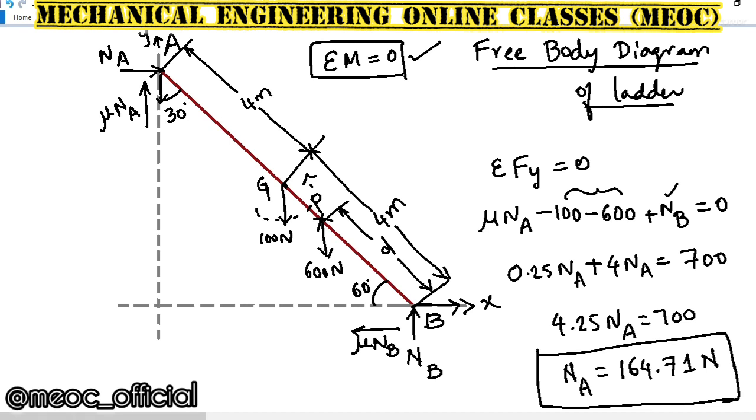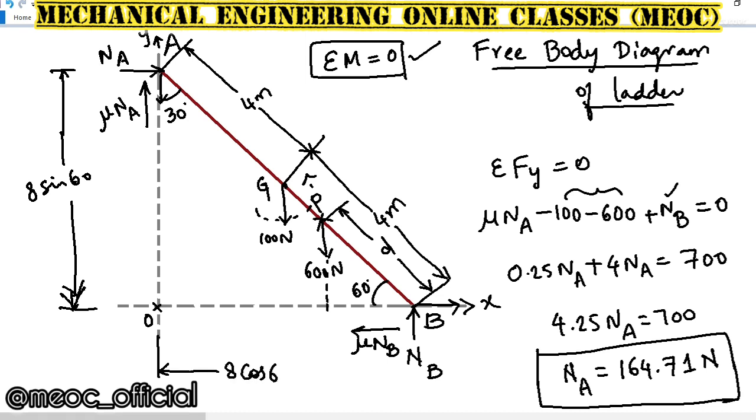For that particular case, let us first find all the perpendicular distances. To find the moment, I need the product of force into perpendicular distance, right? So therefore, the ladder is an 8 meter line which is 60 degrees from horizontal. Let this be the origin, the intersection of x and y. Here, this length OA will be 8 sin 60, and this length OB will be 8 cos 60.